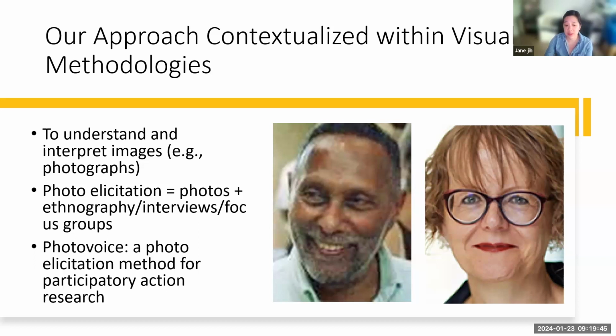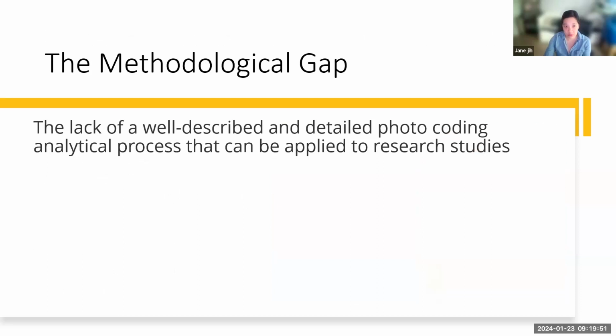As someone that has been doing visual methods research for the last 10 years, one thing we identified through literature review was that there was really a lack of a well-described, detailed photo coding analytical process that could be applied to research studies. We encountered a lot of studies that did include images and photographs, and they talked about how participants or researchers coded them, but not what that actually meant. How did they look at the photographs? How did they determine the codebook? What was determined to be truth or right, or what was the process? Those were very unclear, and we identified that from the literature as a significant gap.